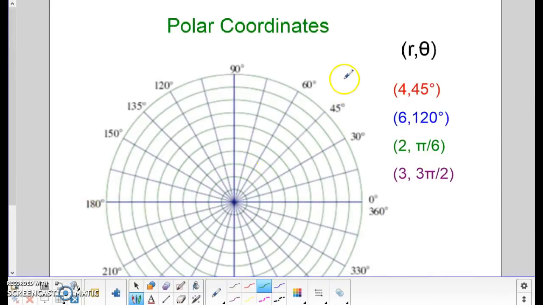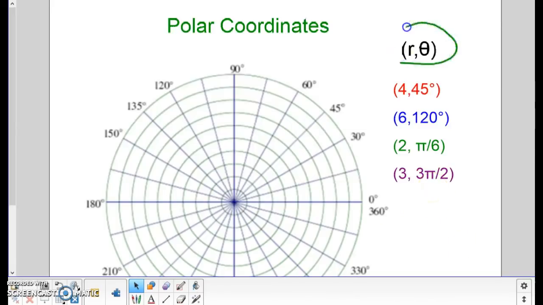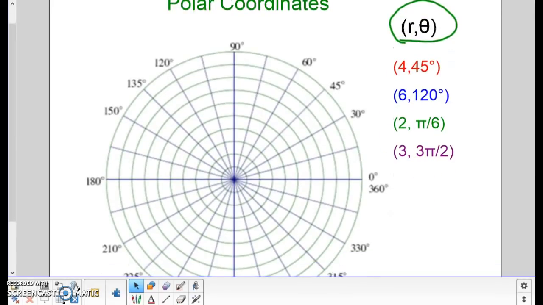So polar coordinates come in r, theta. One of the things that is a little bit different is your radius is going to come first, is the first number, and your theta is the second number. So if I wanted to plot the point 4, 45, a radius of 4 and at 45 degrees.